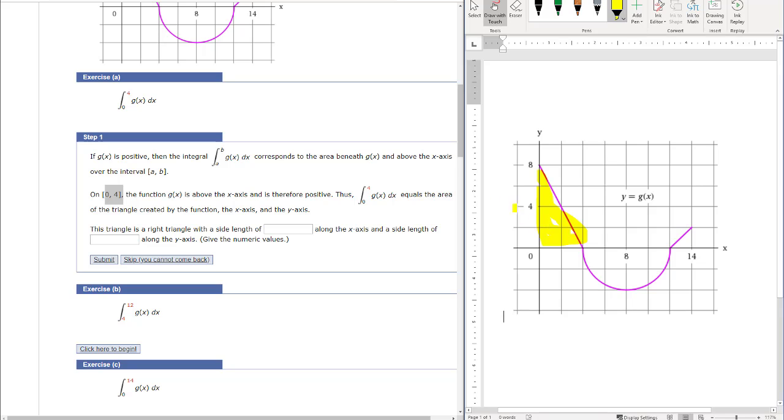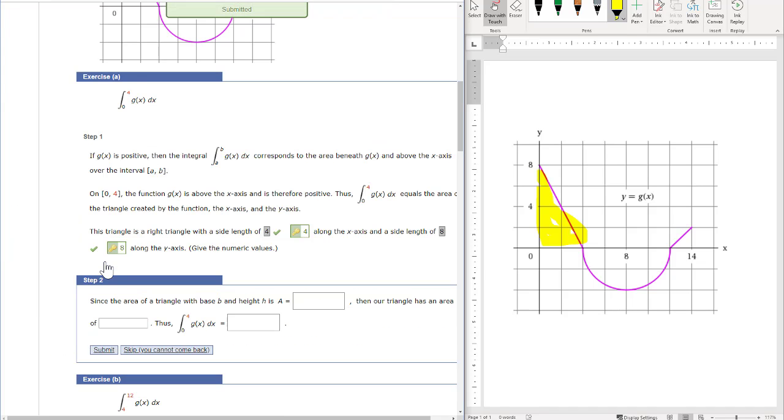Well, we want to stay within the lines. All right, so the right triangle has a side length of, let's see, each of these is 2, 4, 6, 8. The length they're measuring along the x-axis is 2, 4, so it's going to be 4 along the x-axis, and a side length of 8 along the y-axis. So basically the base is 4 and the height is 8.